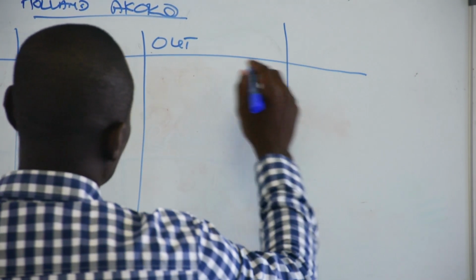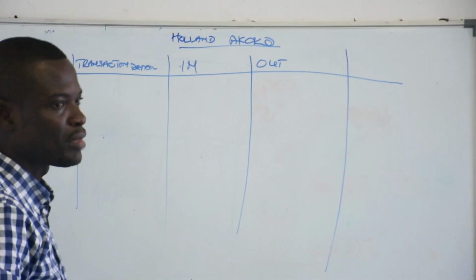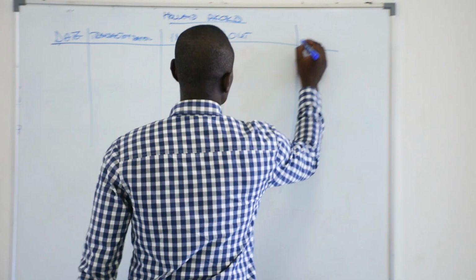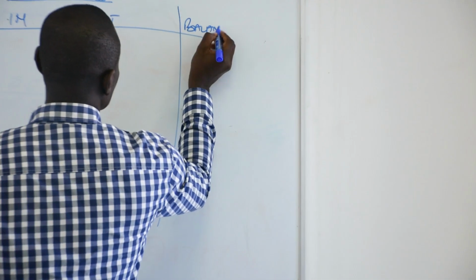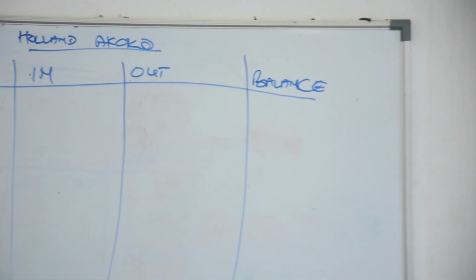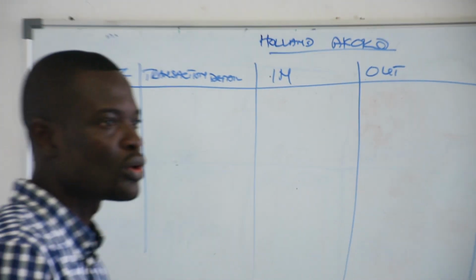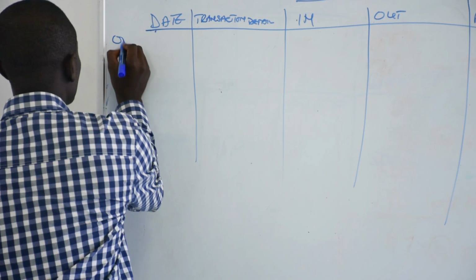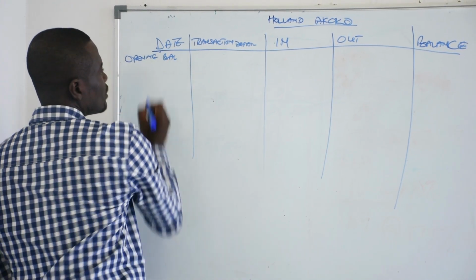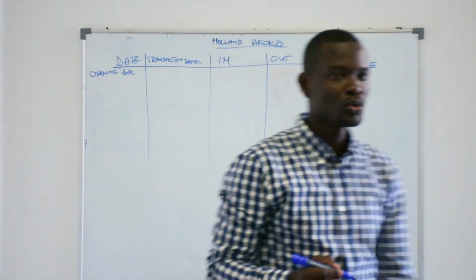And then for Holland Akoko, you need to always know whether you have a balance that you need to pay Holland Akoko at any point in time. It is also very important. So your balance should also come. Okay. So at the point that we were starting transactions with Holland Akoko, we didn't owe Holland Akoko anything. So our opening balance, okay, is 0. We are starting with no balance with Holland Akoko.